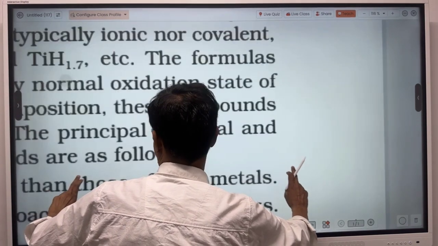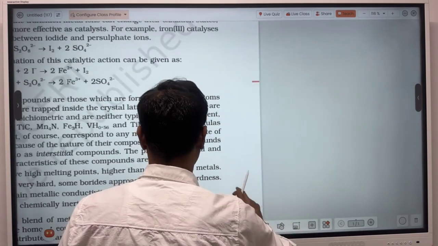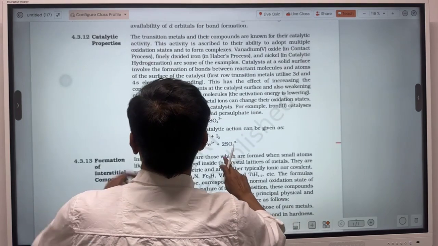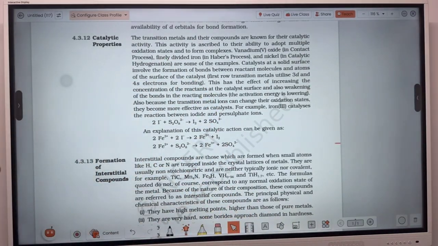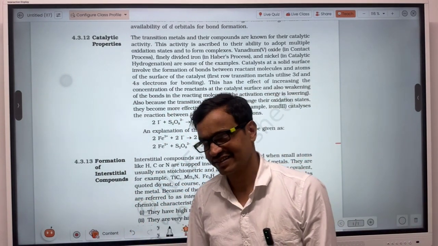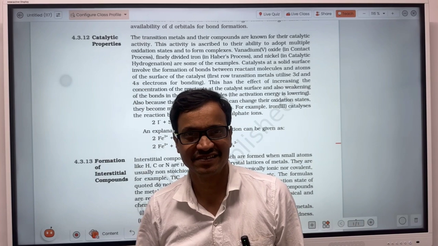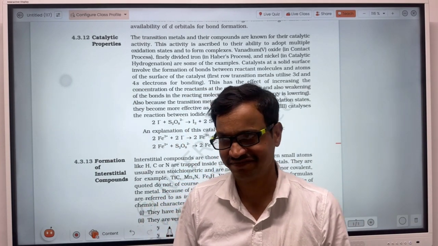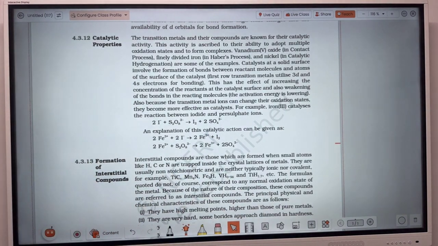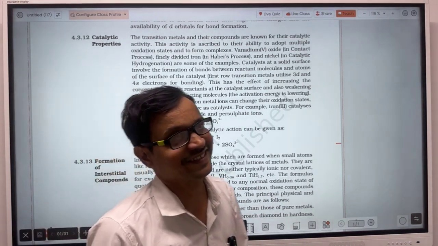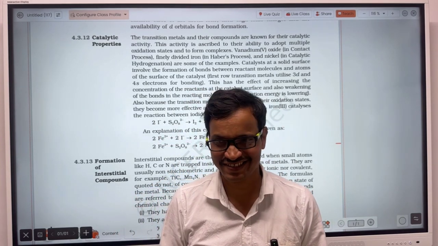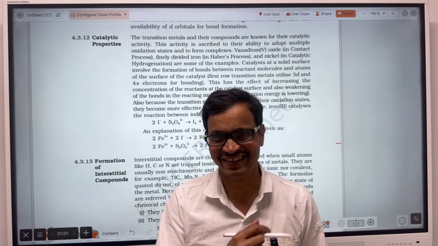What is a catalyst? In the chapter of chemical kinetics, you have studied it very well. So I am repeating here, what is a catalyst? A catalyst is a chemical substance which increases the rate of reaction. Here it has been shown what the catalyst is, and how the catalyst increases the rate of reaction. Recall that. If not recalling, then watch the video of chemical kinetics once again.